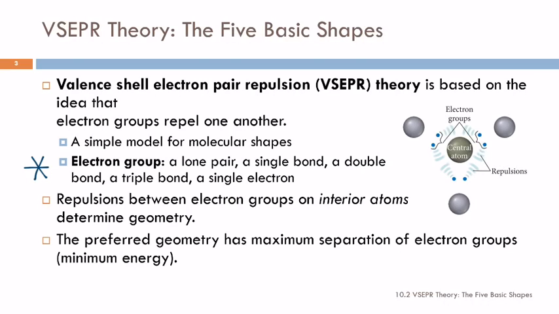And what we look at is electron groups on interior atoms. This helps us determine the geometry or shape of a molecule. So in this molecule, there is one central atom. What the electrons are doing on these terminal atoms does not affect the shape of the molecule. So preferred geometry has those electron groups separated as much as possible, and that gives you minimum energy. Any questions?